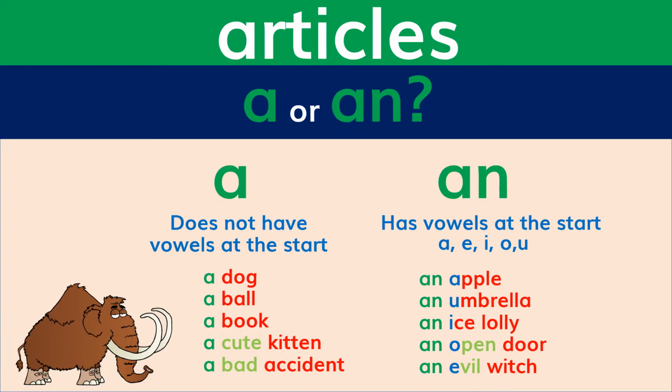But when the noun starts with a vowel, such as apple, umbrella, ice lolly, open, evil, then we need to use the word an. An apple, an umbrella, an ice lolly, an open door, an evil witch. So we use a when the noun or adjective does not start with a vowel, and we use the word an in front of a noun or adjective if the word does start with a vowel.